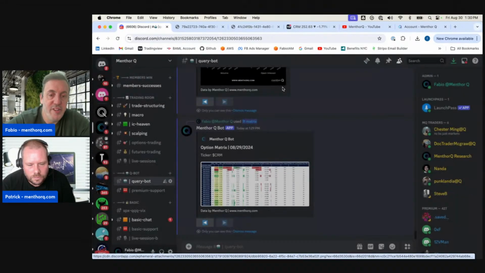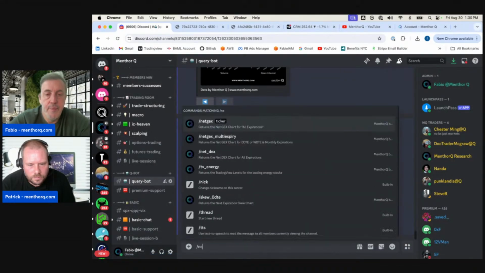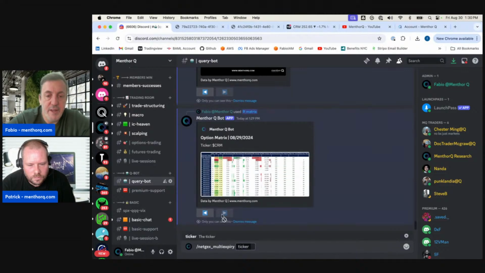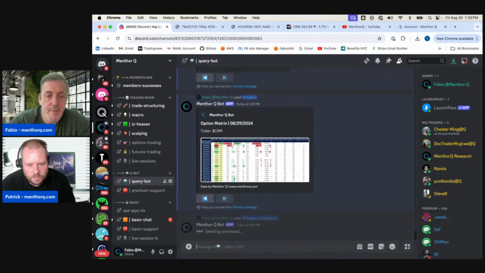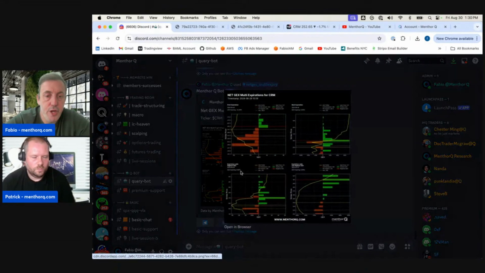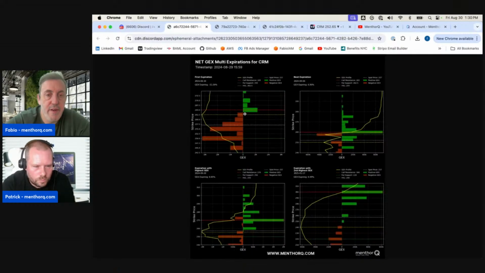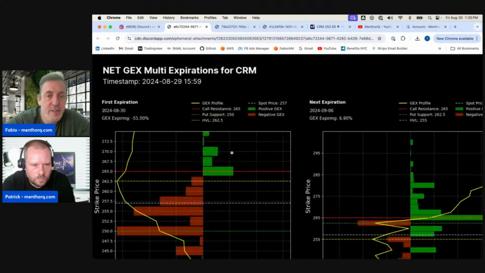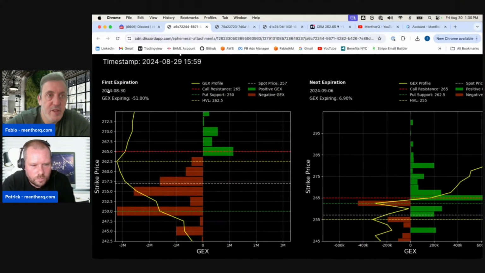You can also do the same with our multi-expiration net gamma exposure. So I can type in CRM again here, and now I have 4 charts. I'm looking at 4 different expirations. As you can see, for the expiration of this Friday, we see 51% of gamma is expiring. Then next week, only 7% of gamma is expiring.